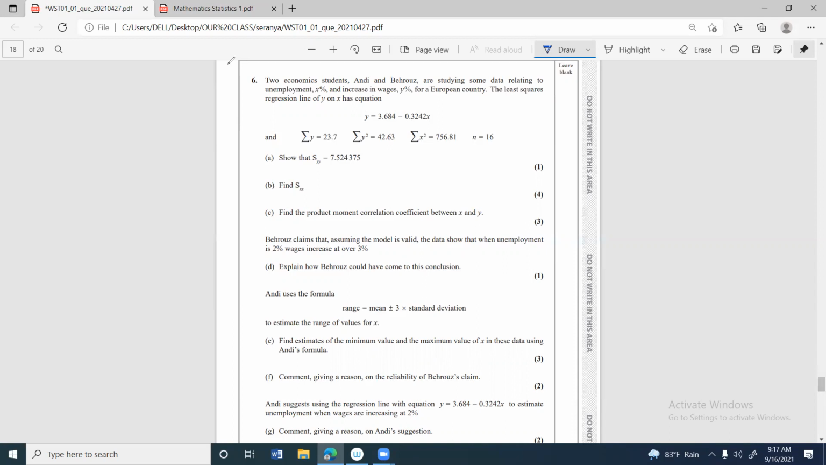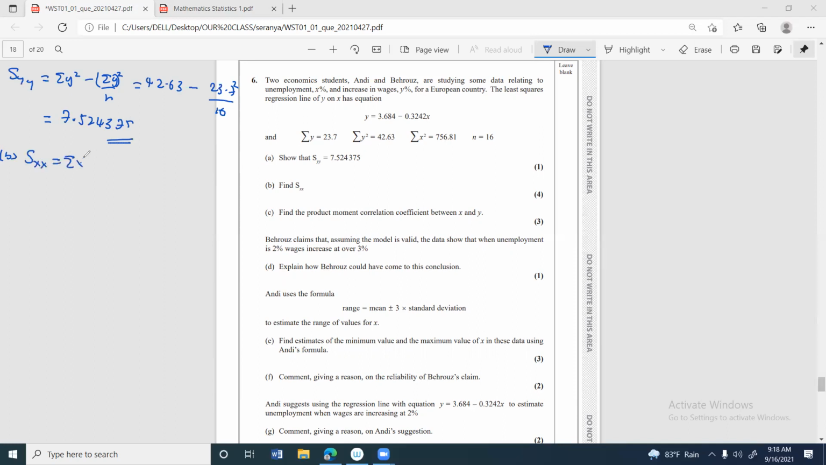To find SYY, the formula you can apply is SYY equals the summation of y squared minus the summation of y, whole thing squared, divided by n. Do we have the summation of y squared? Yes. 42.63 minus the summation of y, which is given as 23.7, squared, divided by 16. From here you get the answer. This is pretty simple. The answer is 7.52, exactly 7.524375. Part B is to find SXX. You can find SXX by looking at this. This is the point you have to understand.